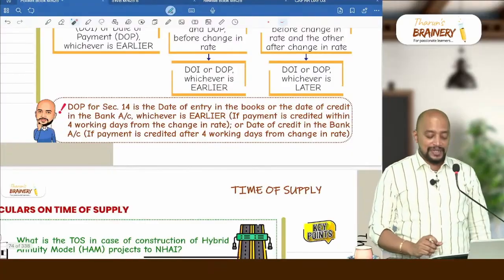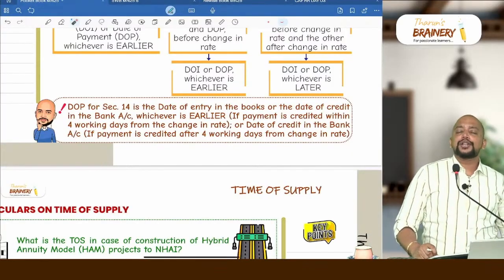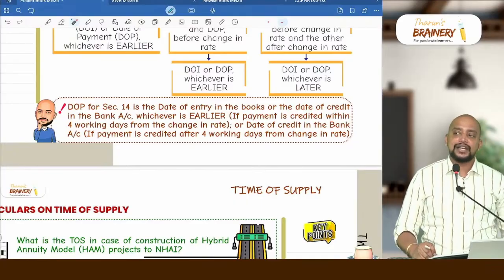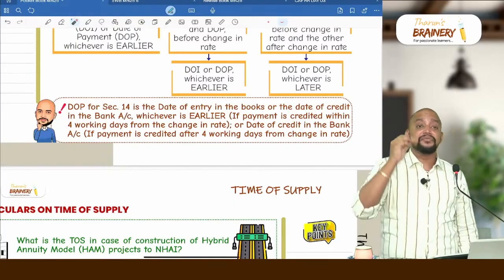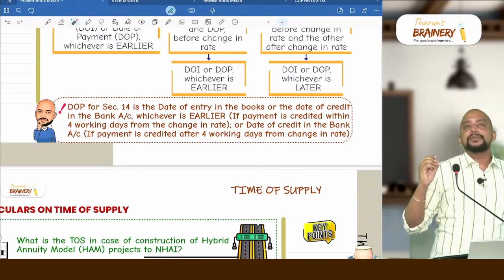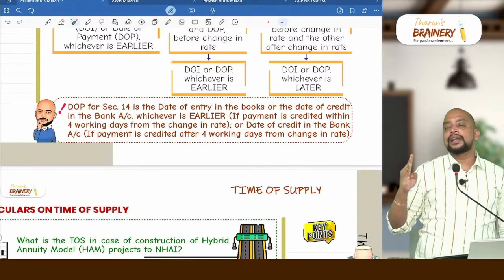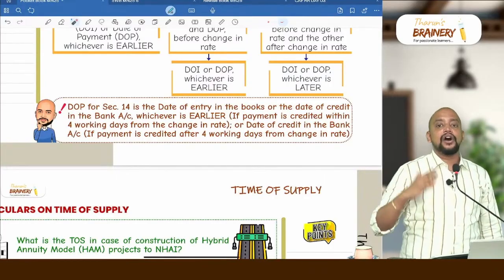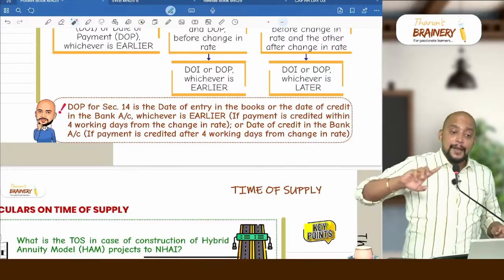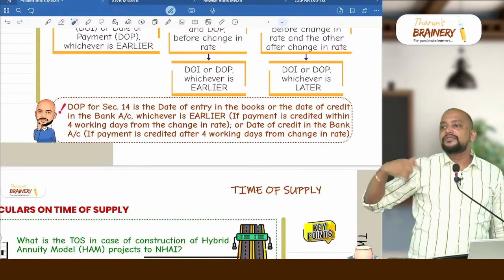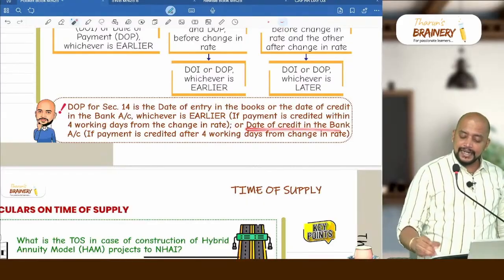And usually what should be taken as the date of payment? Date of payment will be date of entry in the books or date of credit in the bank account, whichever is earlier. But for the purpose of section 14, if the payment is credited within 4 working days from the change in rate, then we need to take date of credit or date of entry, whichever is earlier. If the payment is credited beyond 4 working days from the change in rate, then we need to take date of credit in the bank account.